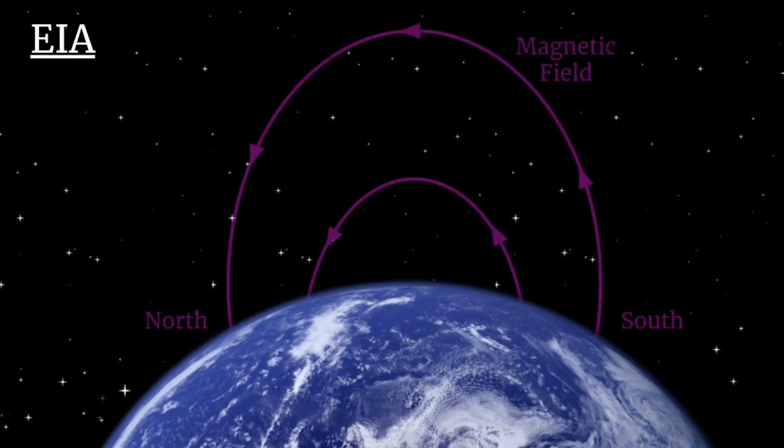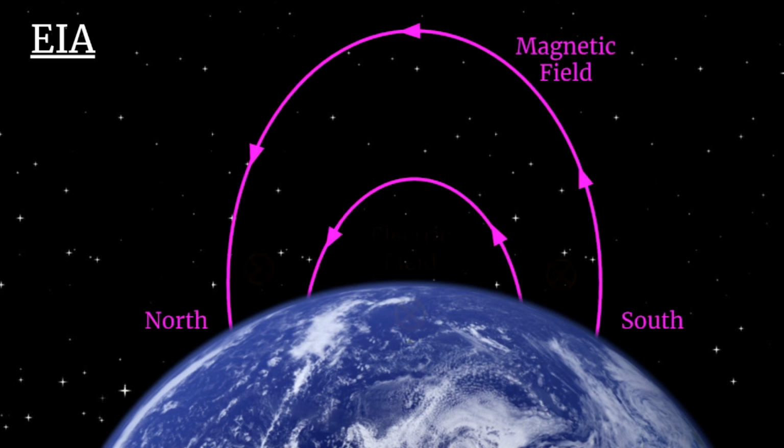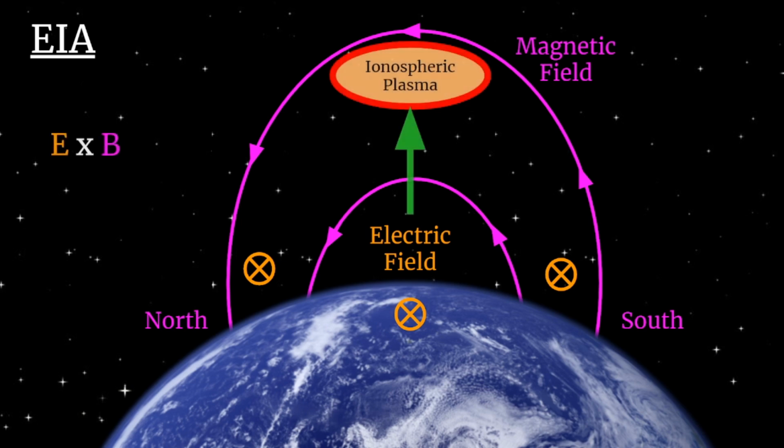The interaction between the Earth's magnetic field and eastward dynamoelectric field creates an E cross B force that lifts the ionospheric plasma in the vertical direction. The plasma rises to the top side ionosphere, but then gravity and a pressure gradient force the plasma back downward to an altitude of about 400 kilometers.